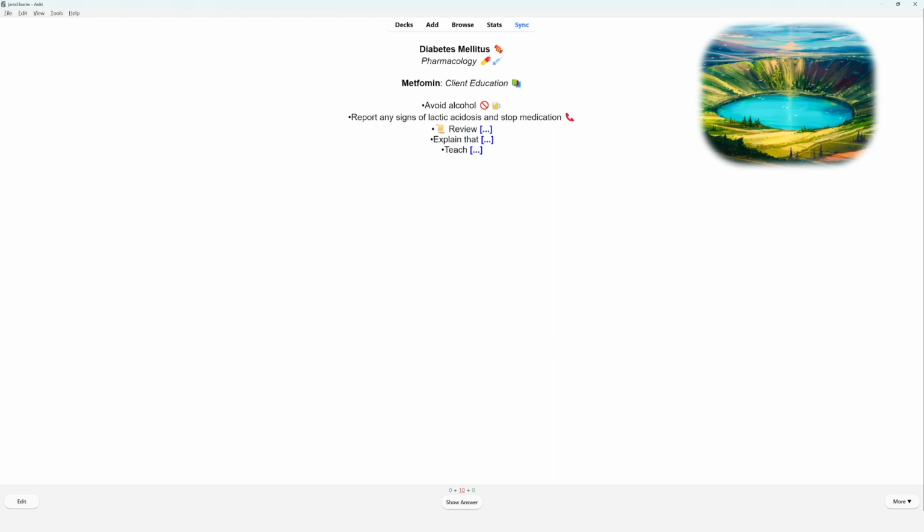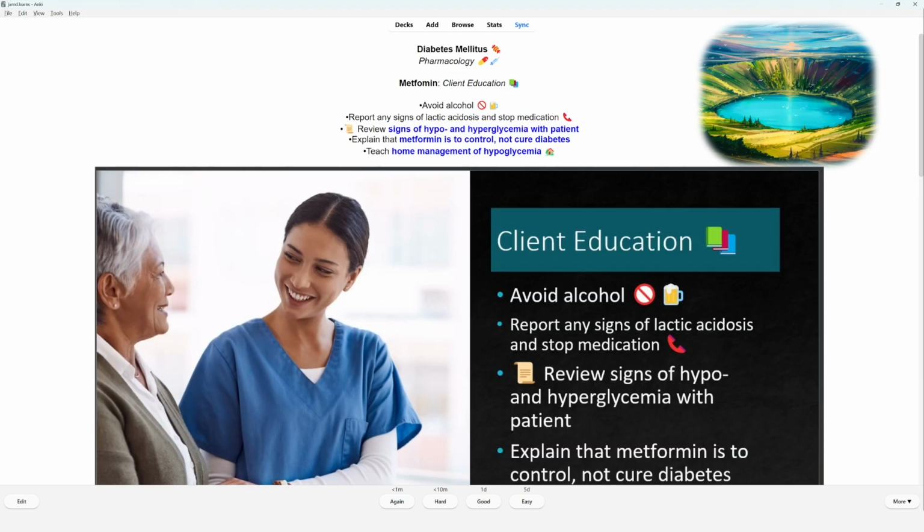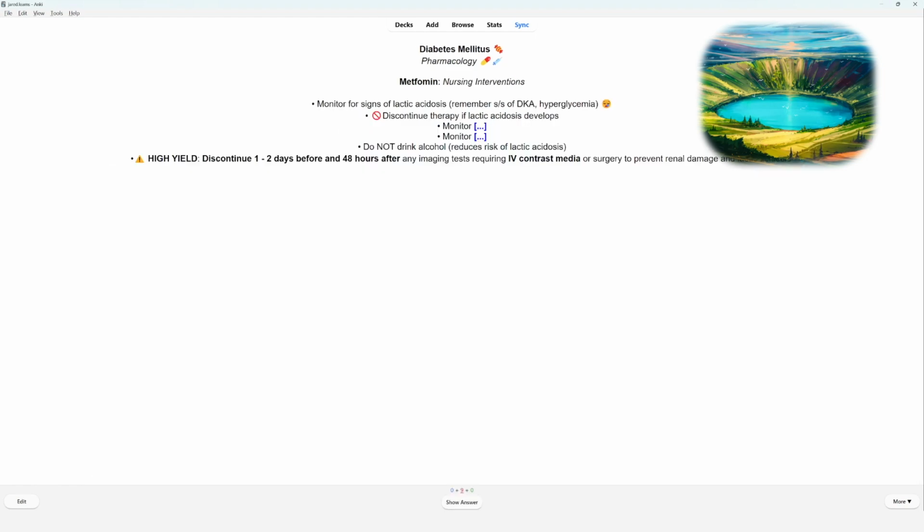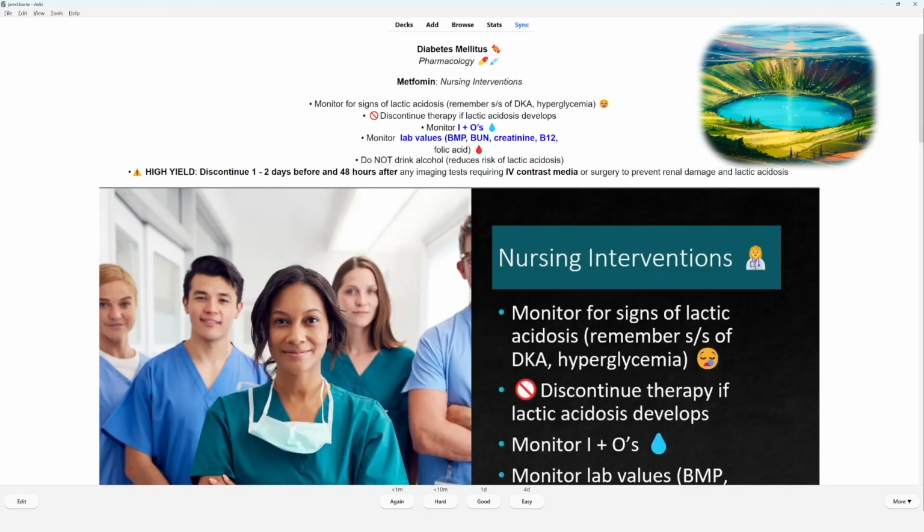You're going to review the signs and symptoms of hyper and hypoglycemia with the patient. Explain this is not a cure; it's just to help with the diabetes, and then you're going to teach them at home management of hypoglycemia. Monitor folic acid, B12. Monitor for lactic acid. Lab values.